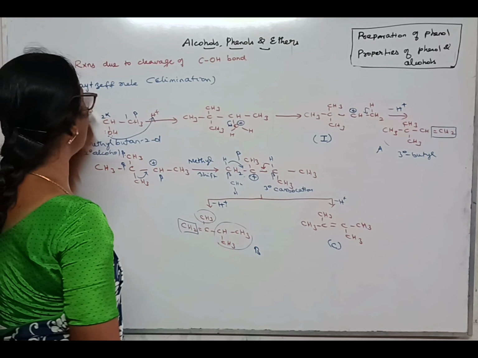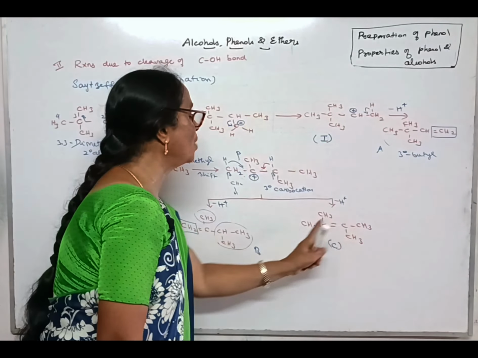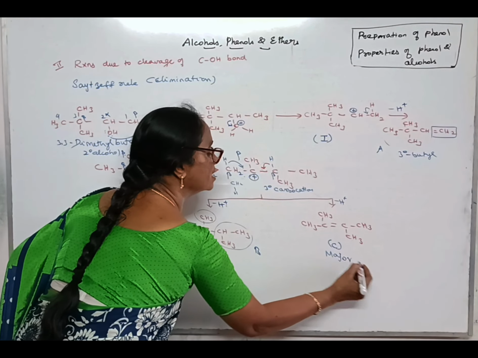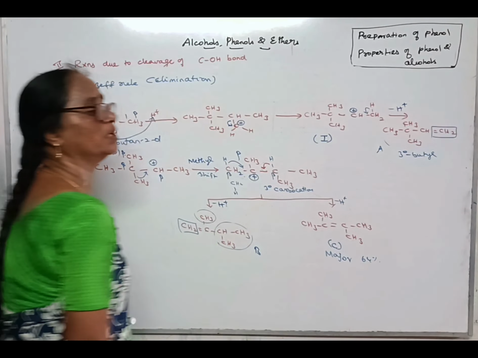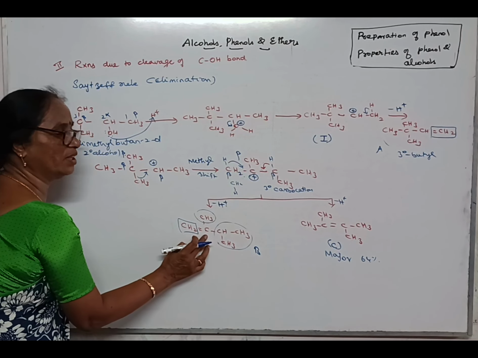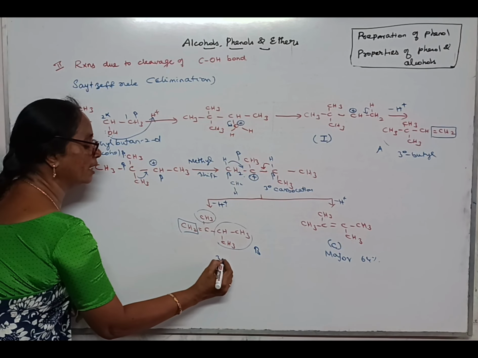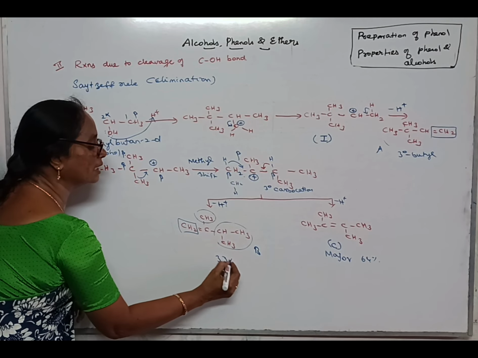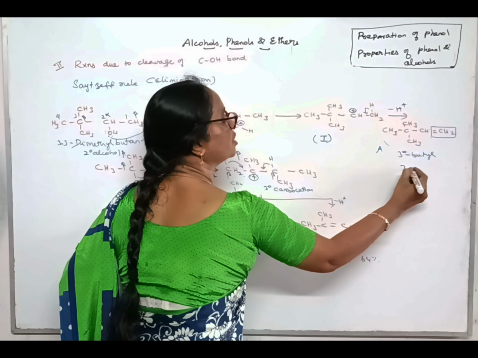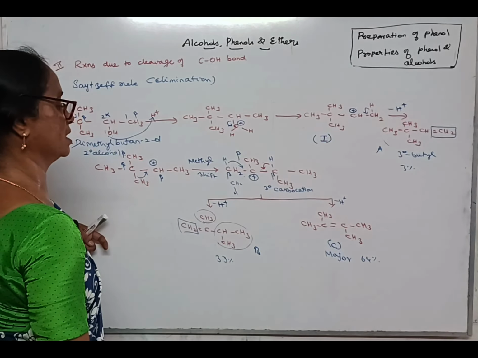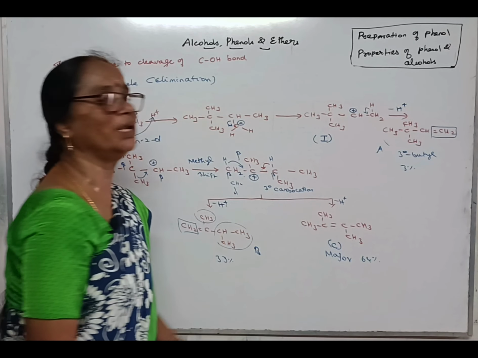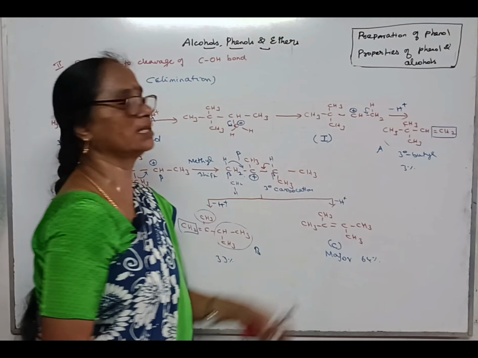So according to the Zaitsev rule, this one, with the doubly bonded carbons having the more number of alkyl substituents, becomes the major product and it is about 64% formed. Here the Zaitsev rule is partly satisfied with one of the doubly bonded carbons. Here it is about 33% formed. In this case, it has only one alkyl substituent and is formed only 3%. Out of these, the 64% alkene is found to be the major, and the other 2 products are minor.